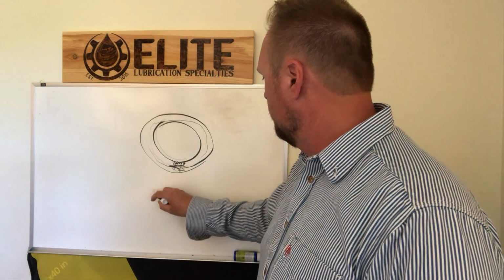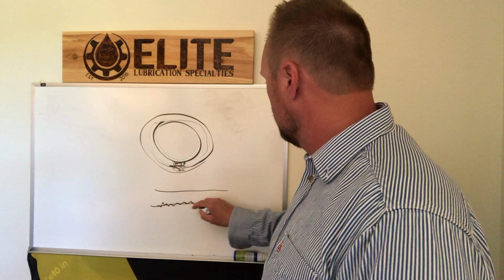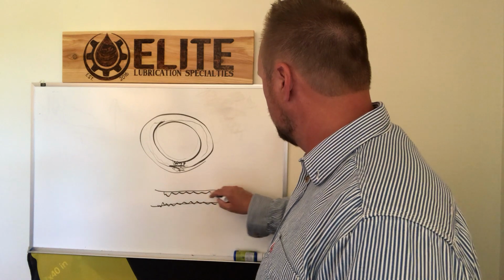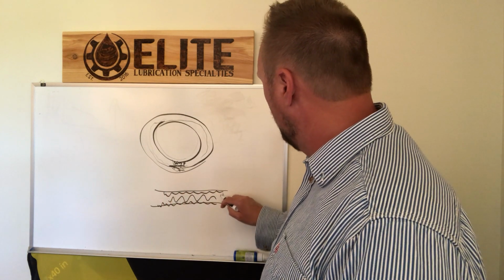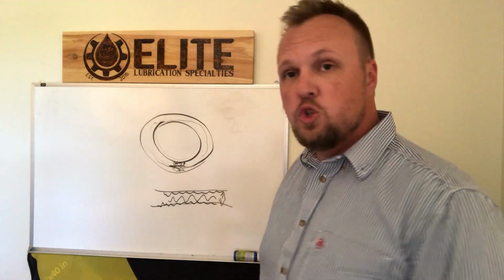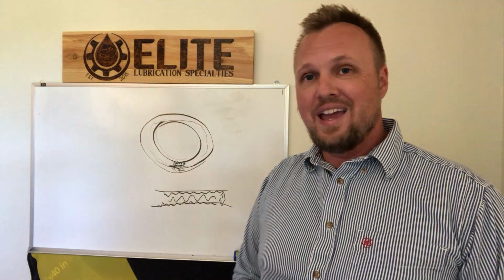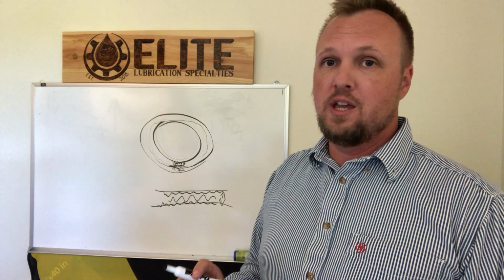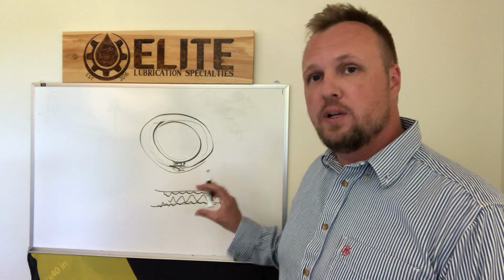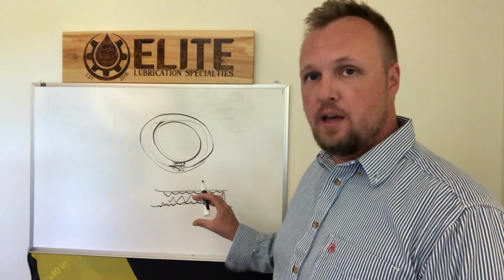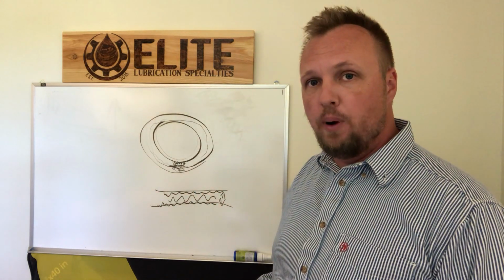So if we blew this up and we looked at it, and this was your journal, and this is your rod, these are your asperities, the lubricant inside here is supposed to keep these two pieces apart, all right? This would be called a full fluid film regime. This is what you want. This is what a lubricant is designed for at a certain temperature, at a certain load, at a certain speed, is to keep those two pieces apart.